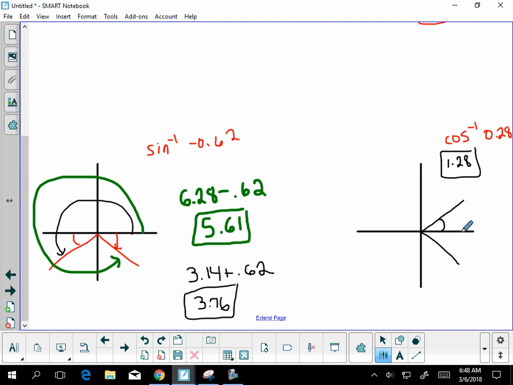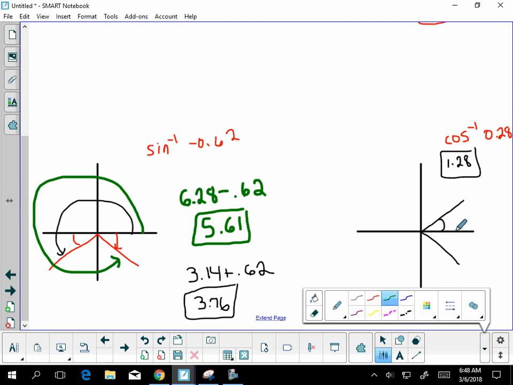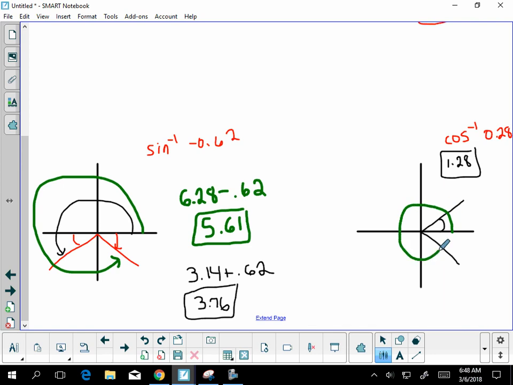And then I need to travel from the positive x all the way around. It's going to be 6.28 minus 1.28, which is 5. And if you are ever not sure, you can always put them into your calculator and check them. All right.